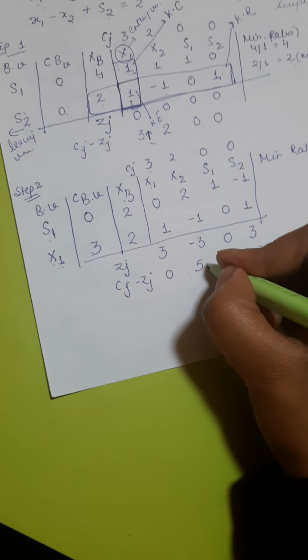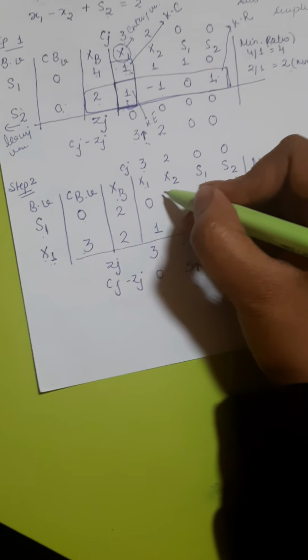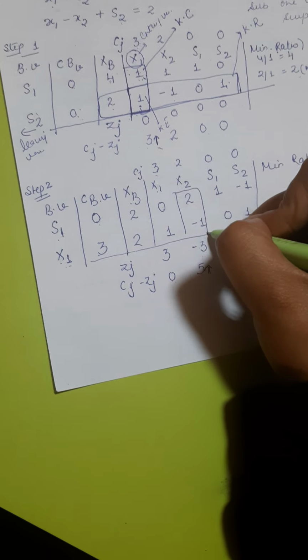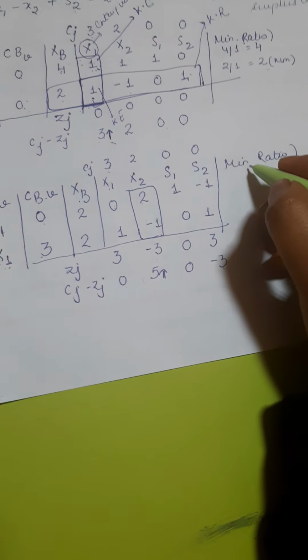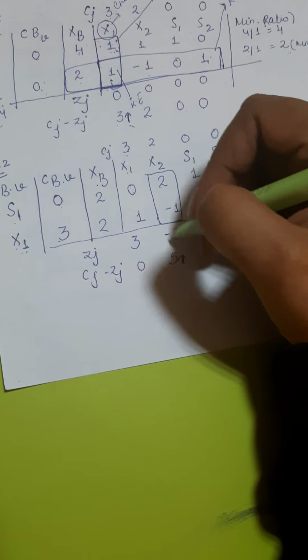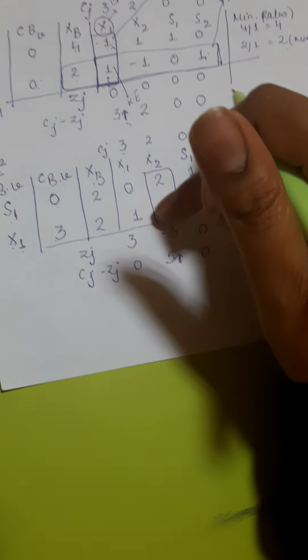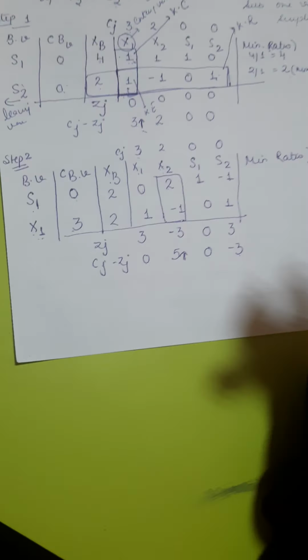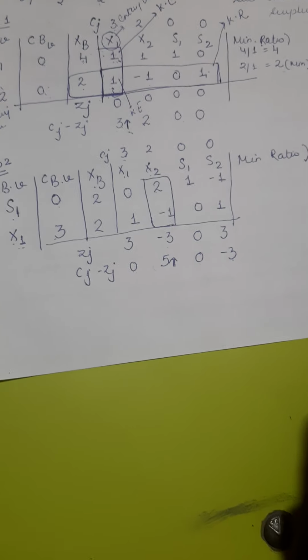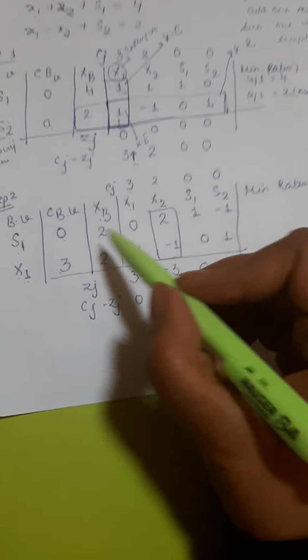So what you have to do is mark that particular column in which the positive number is there. Now find the minimum ratio. This time, this is your key column. Since the key column is in front of x2, this time x2 would be the entering variable. Now which one is the leaving variable? Now we'll check the minimum ratio.